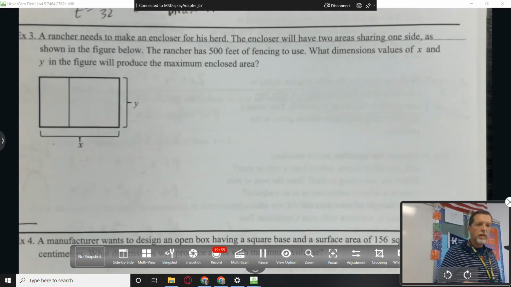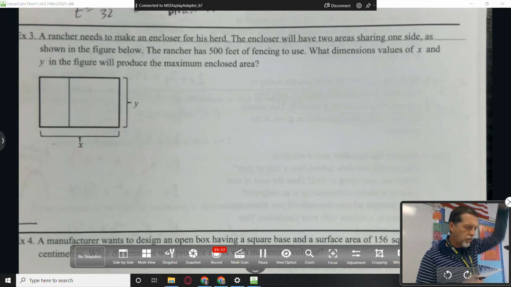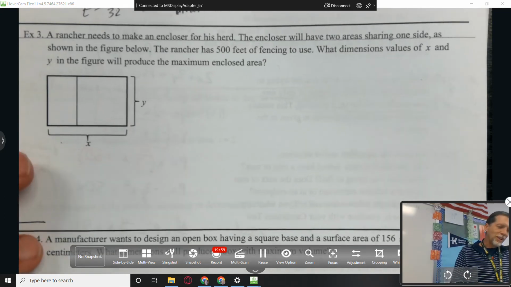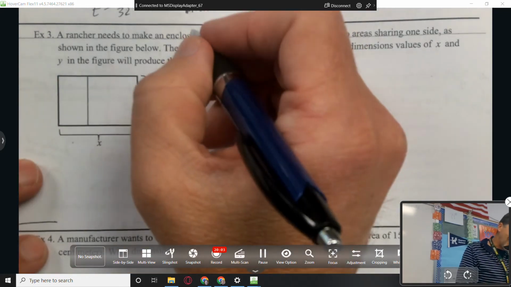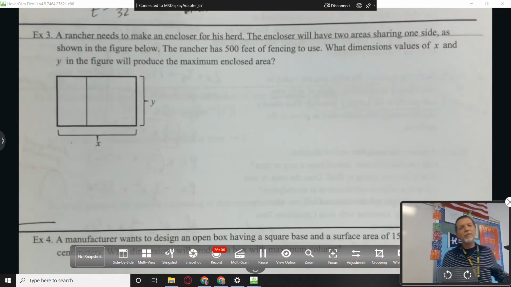Number 3. A rancher needs to make an enclosure. Miss Murray wrote this, and she told me, please make fun of me, because I don't know what I was thinking.